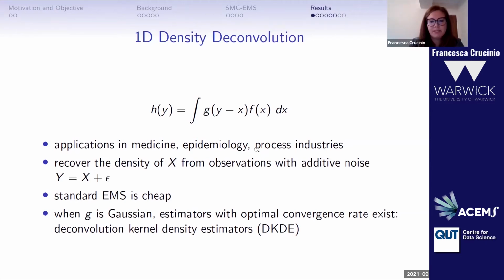Even if this is a very simple example, it has been very well studied in a lot of fields, including epidemiology, and has been used quite a lot to infer COVID-related quantities. And if we assume that G is Gaussian, the estimators that we also have are the convolution kernel density estimators, which are optimal, at least asymptotically. So what we did is to take a particular example and compare our options here.